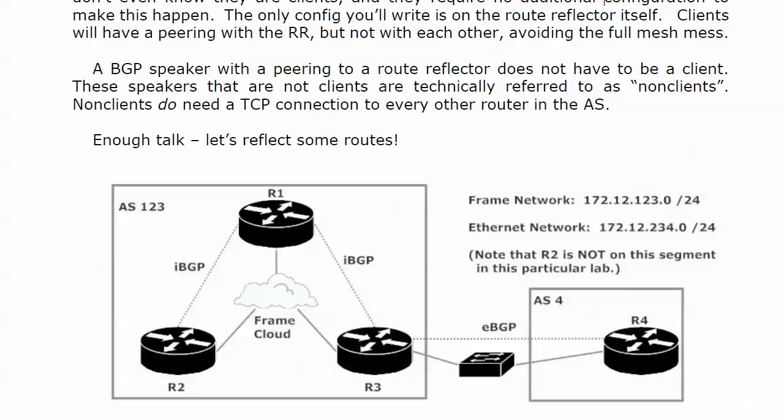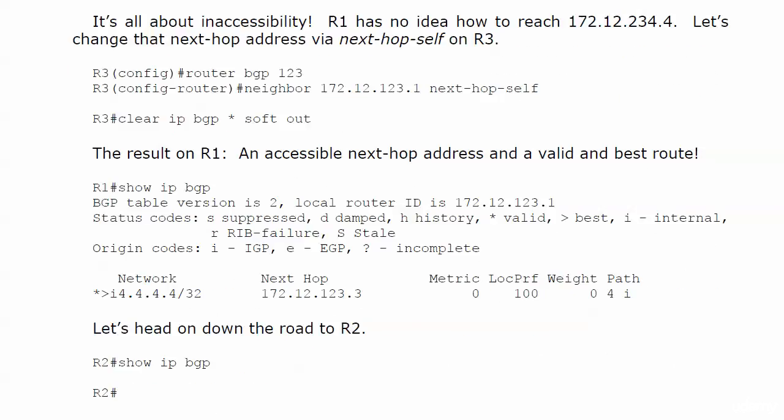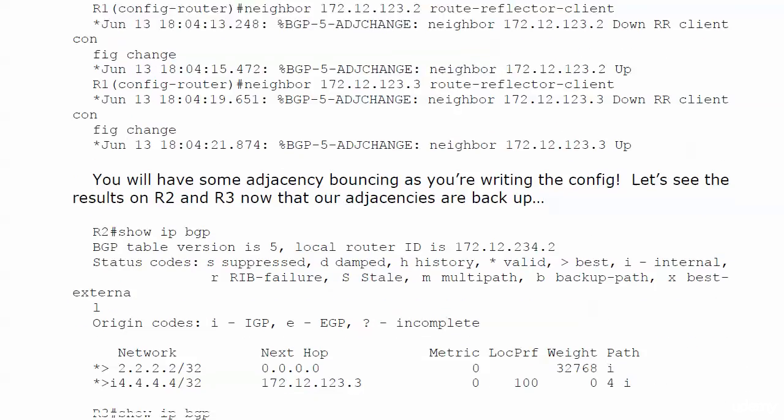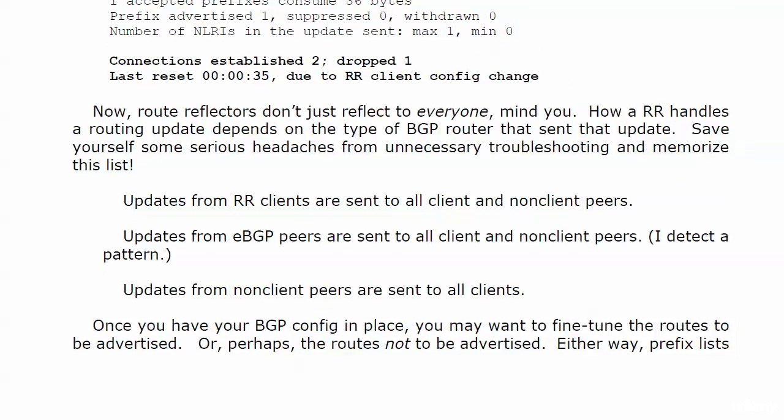So that's really it for route reflector. It's just that simple, and the key is just knowing where to configure it. Let me show you that little bit of information. Everything I'm going by on the screen, we did live and saw that. But I wanted to show you the information about the clients and non-clients, because route reflectors don't just reflect to everyone, mind you. How a route reflector handles a routing update depends on the type of BGP router that actually sent the update. Memorize this list. It'll save you some headaches on your exam and in the real world.